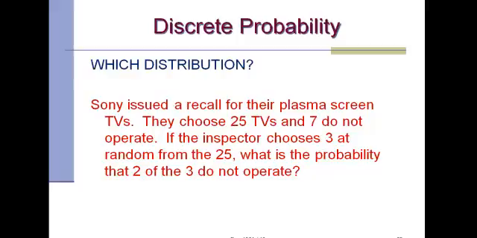If you were going to solve this in Megastat, the 25 TVs would be your capital N, the number in the population. 7 represents S, meaning out of these 25, 7 don't operate. And the sample size in this case, the small n, would be 3. So you'd enter 25 for the population, 7 for the capital S, meaning those that have the characteristic of not operating out of the 25, and then you would select 3 as the sample size.